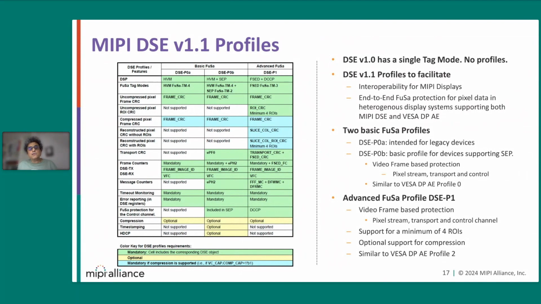The one which is used for a legacy device, we call it profile 0A, basically using the host verification mode. And profile 0B, which is using SEP for devices supporting SEP. And then we have an advanced profile called profile 1, which is using the FSED protocol, and it has not only the FSED protocol, but also support for region of interest. And it is very similar to the VESA Display Automotive Extension profile 2.